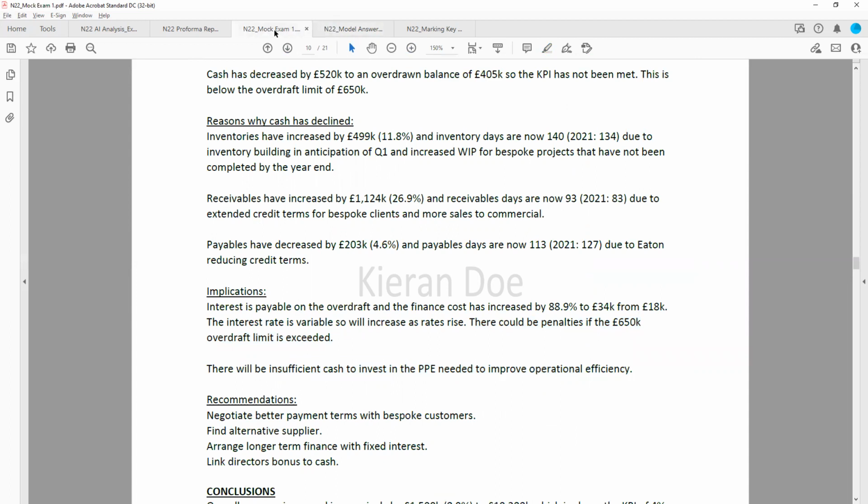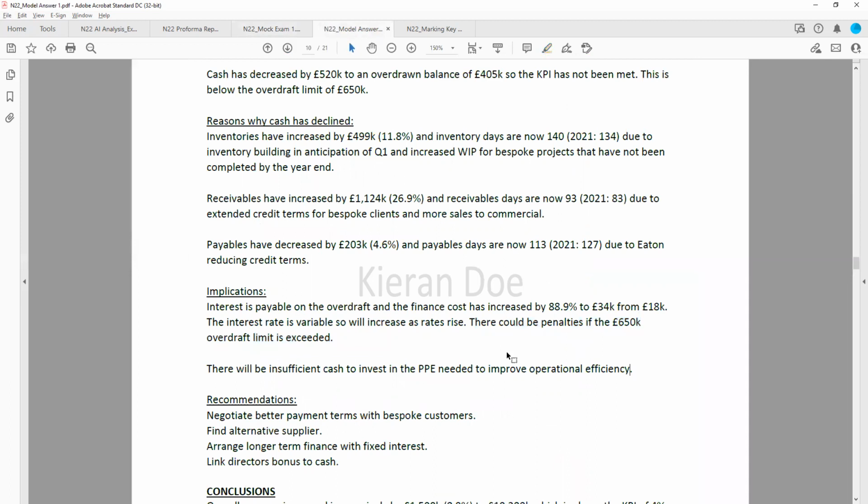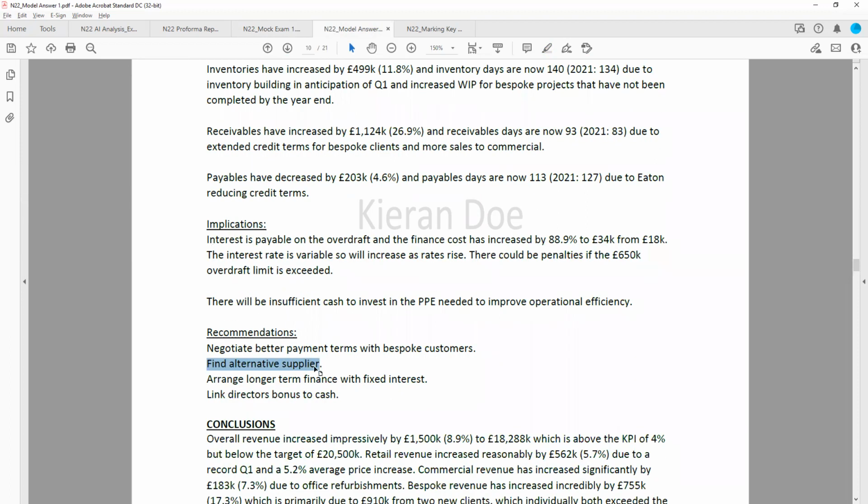You could have mentioned some other points as well. Maybe about the dividend. Maybe a dividend should have been considered, whether that should not be paid. So in terms of recommendations, then better payment terms, obviously with customers, better payment terms with suppliers, or find an alternative supplier. Remember, they're heavily dependent on the distributor and Eaton as the supplier of the materials. So again, finding an alternative supplier or alternative distributor, in this case the supplier, Eaton, is a good recommendation to suggest.